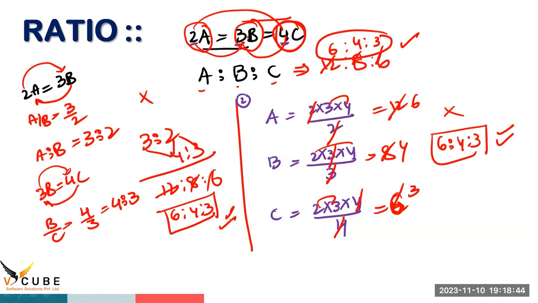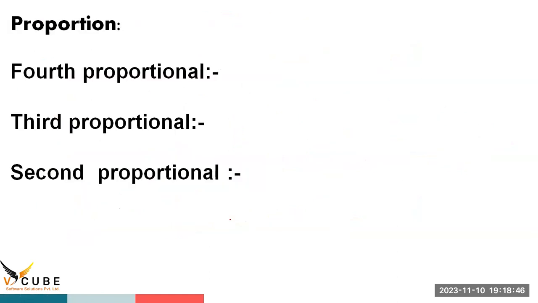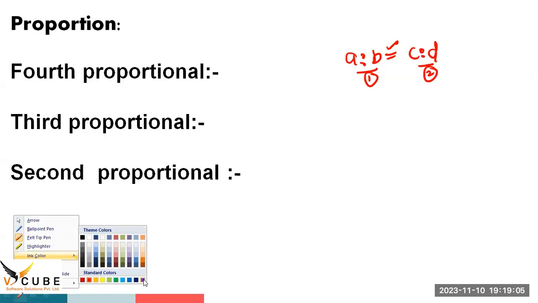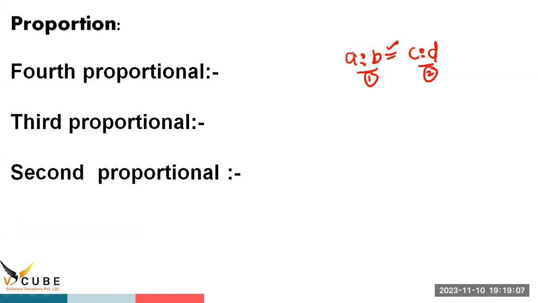So that is how to find the ratios. Next, coming to proportion. Proportion means A is to B is equal to C is to D. A is to B is one ratio and C is to D is another ratio. Two ratios being equal is called a proportion. The proportion formula is AD is equal to BC.